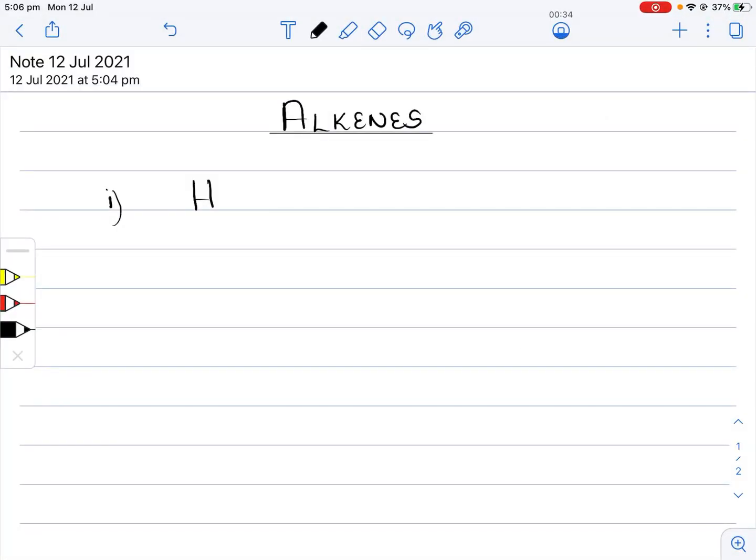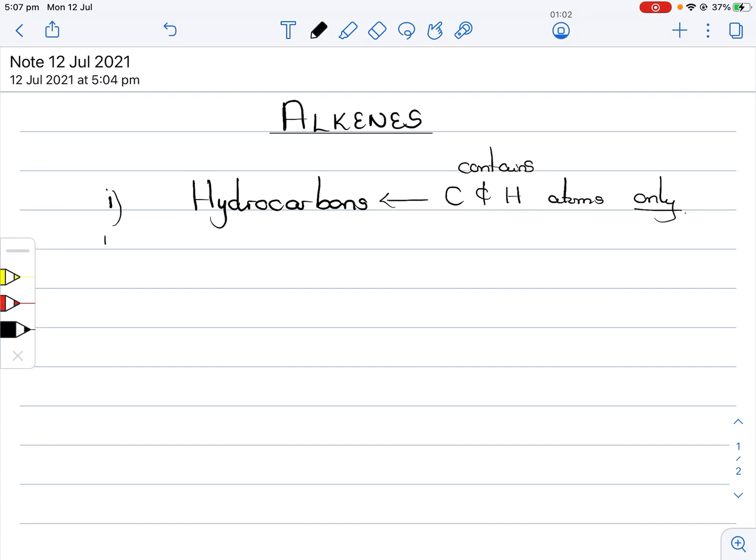So for starters, alkenes are hydrocarbons. And by now, I'm sure we are all familiar with what the term hydrocarbon means. So for those who have forgotten, hydrocarbon means the molecule contains carbon and hydrogen atoms only. It's a molecule that contains carbon and hydrogen atoms only.